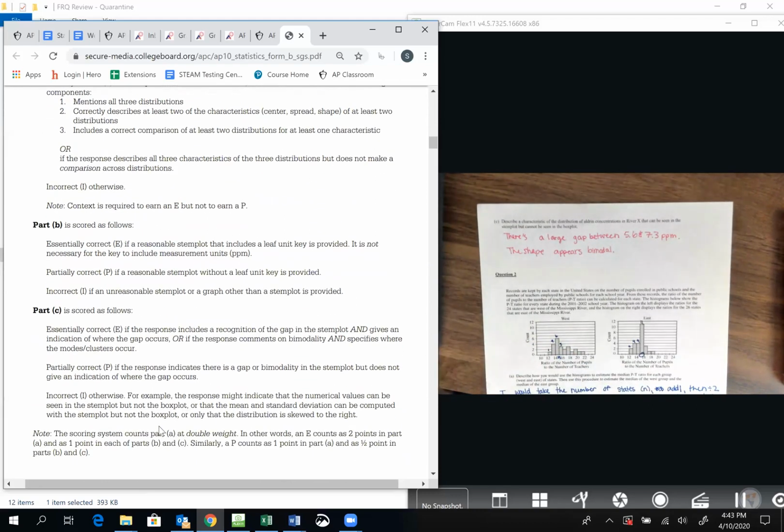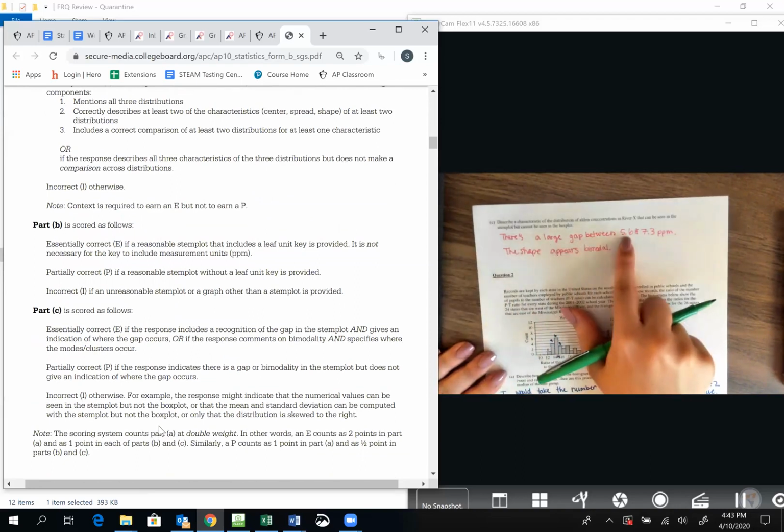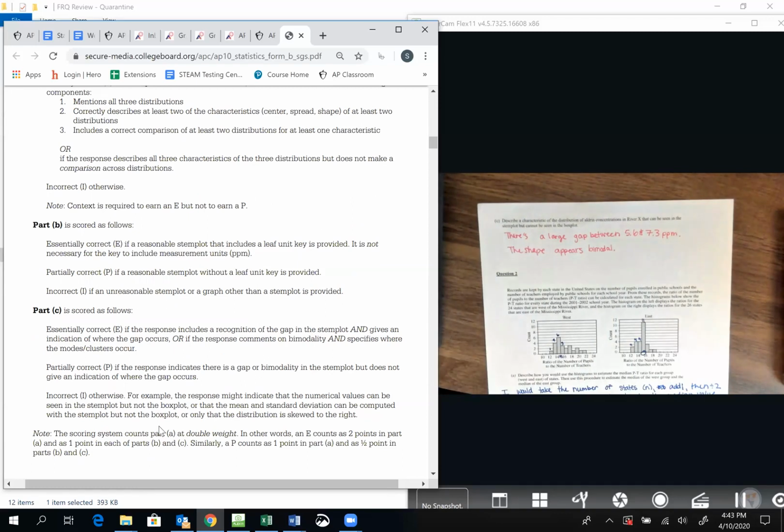Part C, essentially correct if the response includes a recognition of the gap in the stem plot. So I have, there's a large gap between 5.6 and 7.3. Or if the response comments on bimodality and specifies where the mode/clusters occur. That's why I included both things. You couldn't just say bimodal. You had to indicate where the gap was or indicate where the clusters occurred. So just bimodal was not enough to get you essentially correct.